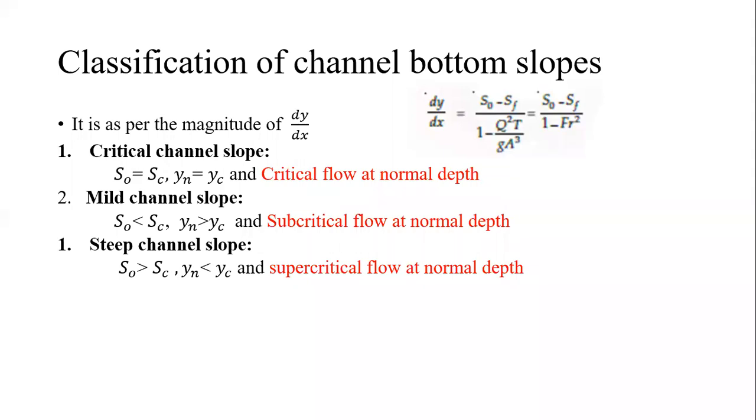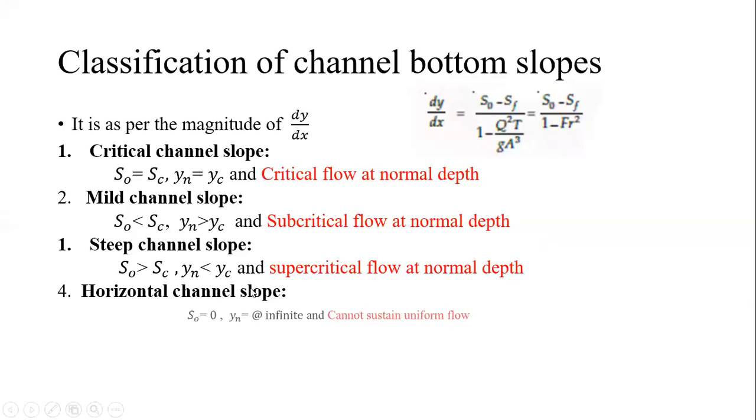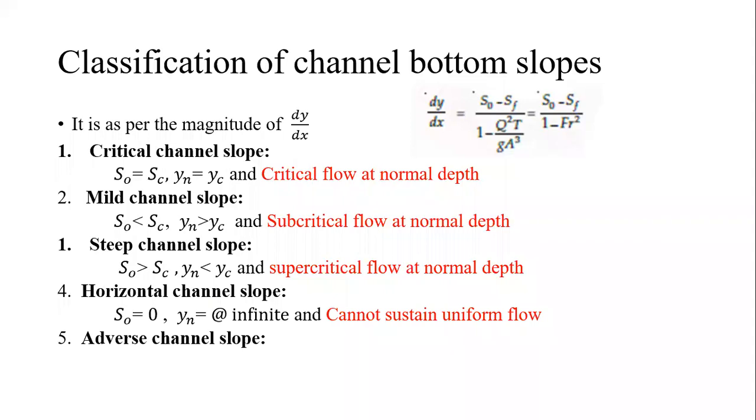As a steep slope is there, it means there is a supercritical flow condition, that is, minimum depth and maximum velocity. Then the next type of channel slope was the horizontal channel slope, in which the bed slope was zero, that is purely horizontal, and we had seen that the normal depth is infinite and it can't sustain uniform flow. Also for the adverse channel slope, where the channel slope is in the reverse direction, the normal depth is imaginary and it can't sustain the uniform flow condition.